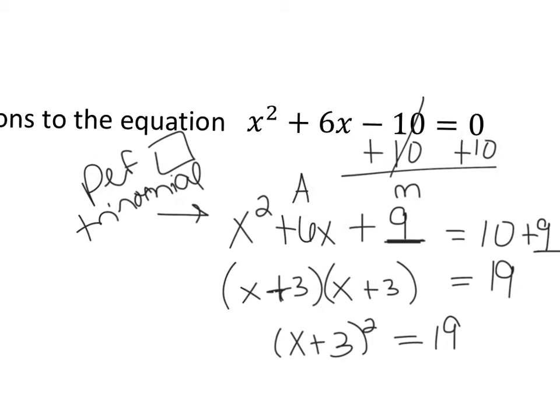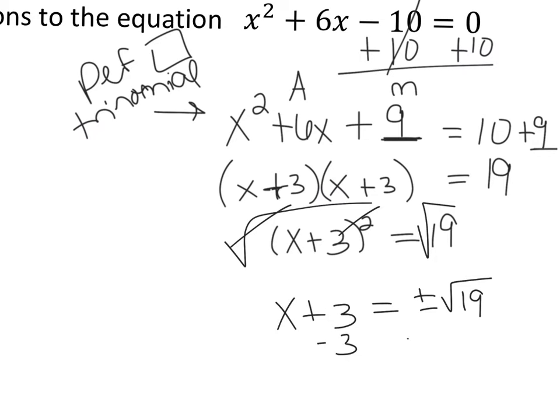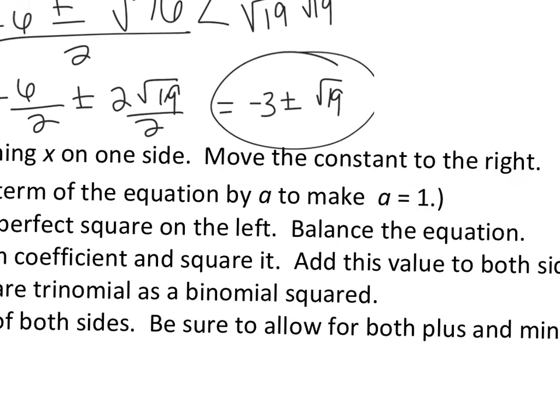Then what you're going to do is square root either side because you want to solve for x. Remember, whenever you put a square root into a problem, you must put the plus or minus in there because squaring a positive and squaring a negative give you the same result, positive. Then you will subtract 3, and you'll end up getting your answer of x equals negative 3 plus or minus the square root of 19. And oh my goodness, this is the same exact answer that we had up here.